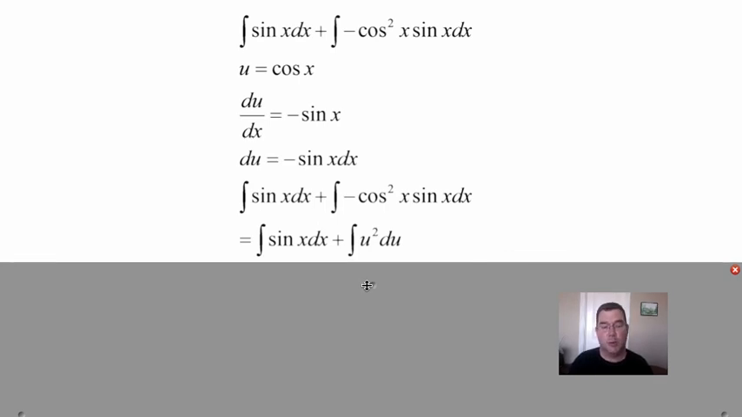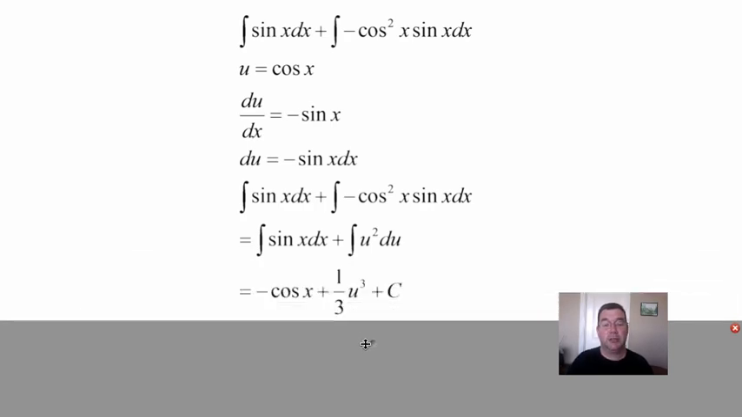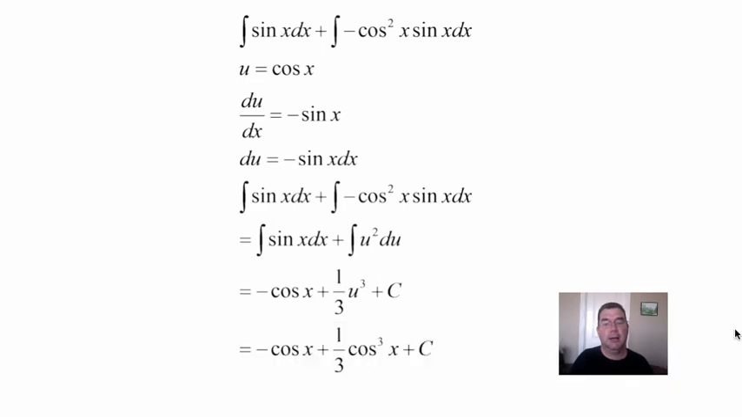Okay, so if that's what I start with, and I make those substitutions, then my question becomes the antiderivative of sine x, which is the one that I didn't change, plus this one, which looks a lot easier now. It's just the antiderivative of u squared. So my answer is negative cosine x plus 1/3 u cubed plus c. Well, same problem as before. It's got u's in it, and u is a variable I created, so if I make that substitution back of u equals cosine x, then my answer becomes negative cosine x plus 1/3 cosine cubed x plus c.